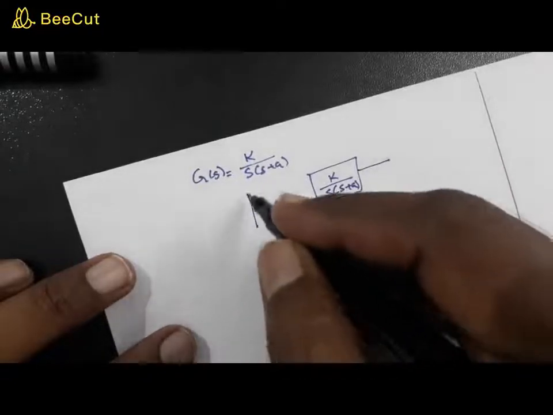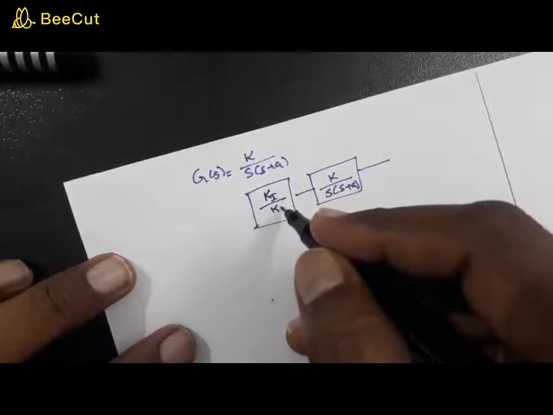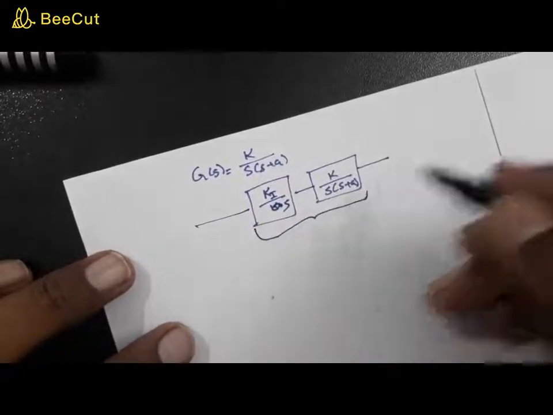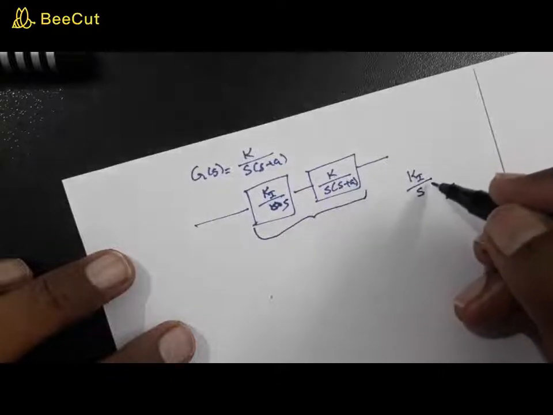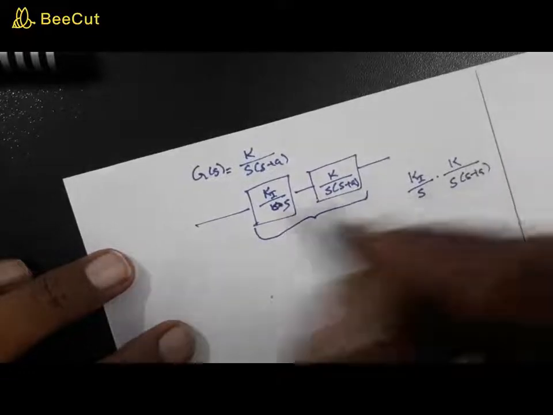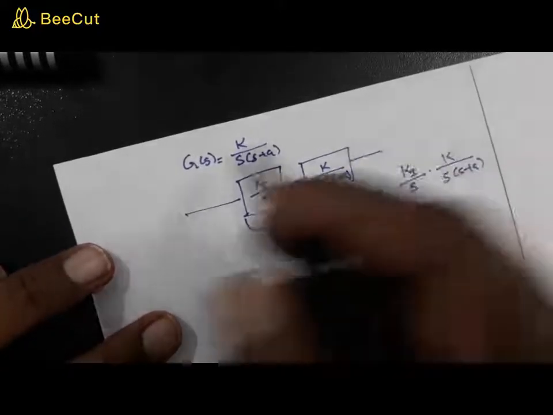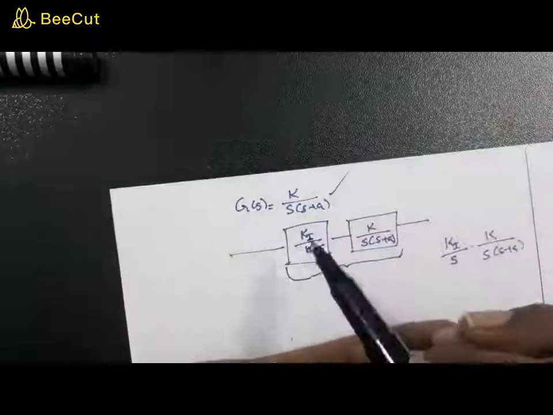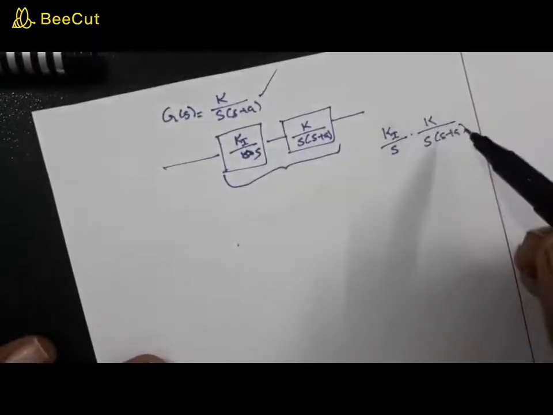Adding an integral controller means adding another block with Ki by s, right? So the overall transfer function now becomes Ki by s into K divided by s into (s plus a). That is the forward path, so that will be your new G(s). Now this is a G(s) without the integral controller. When you add an integral controller, this gets multiplied by this, so you will be having this.